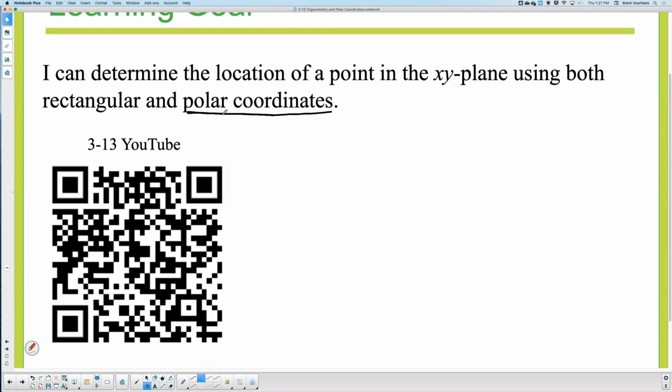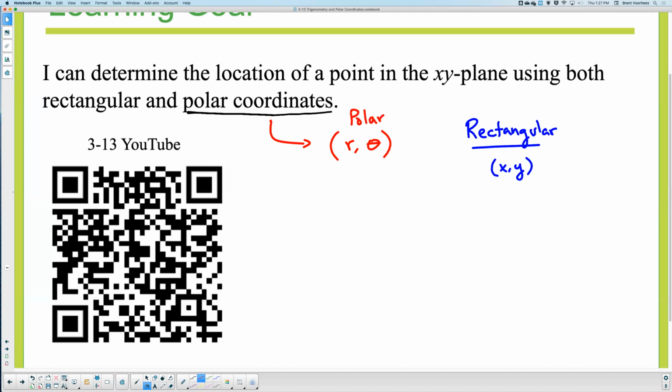So let's talk about what polar coordinates are. These are going to be coordinates that have r comma theta, and that's what the next slide is going to say. But you're going to have r, theta instead of your coordinates. Now, normally, what are normal coordinates? They are called rectangular coordinates. They normally are x comma y. Polar is going to be r comma theta. That's what we're going to look at today.